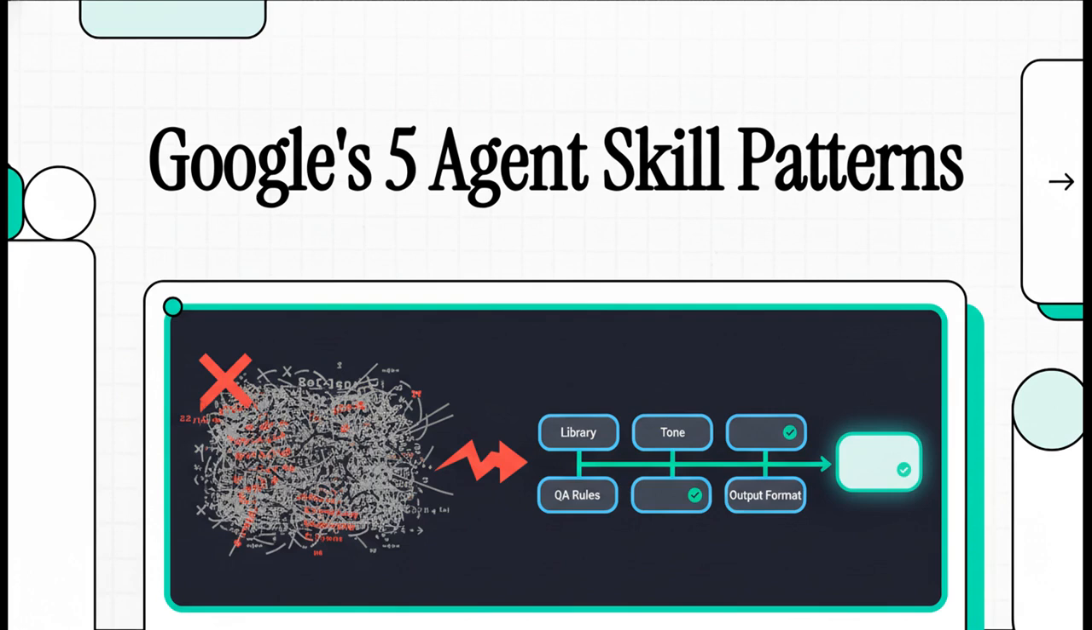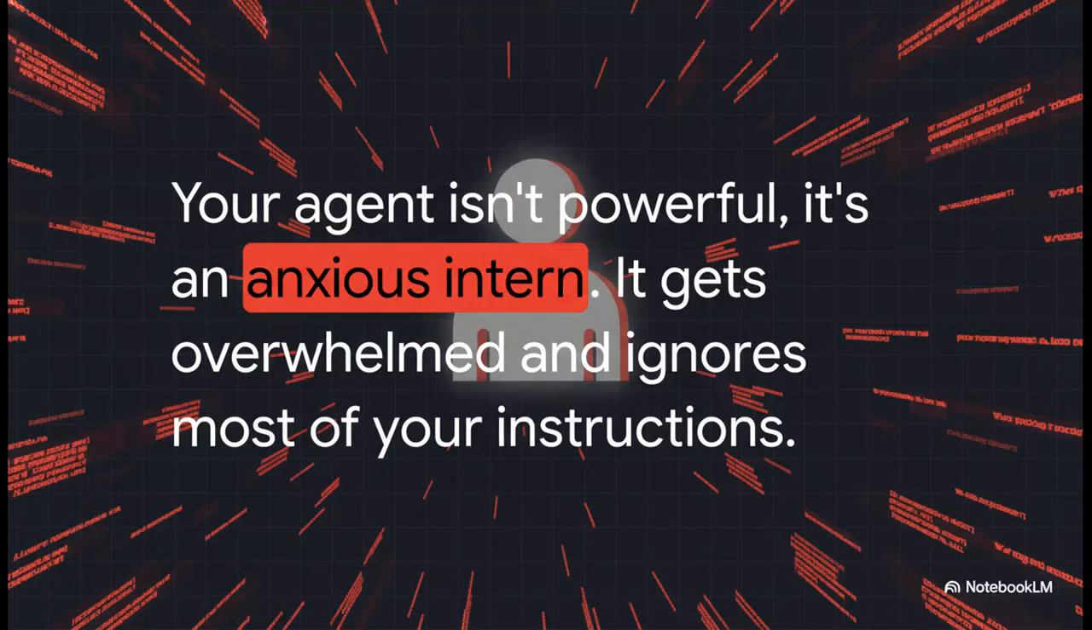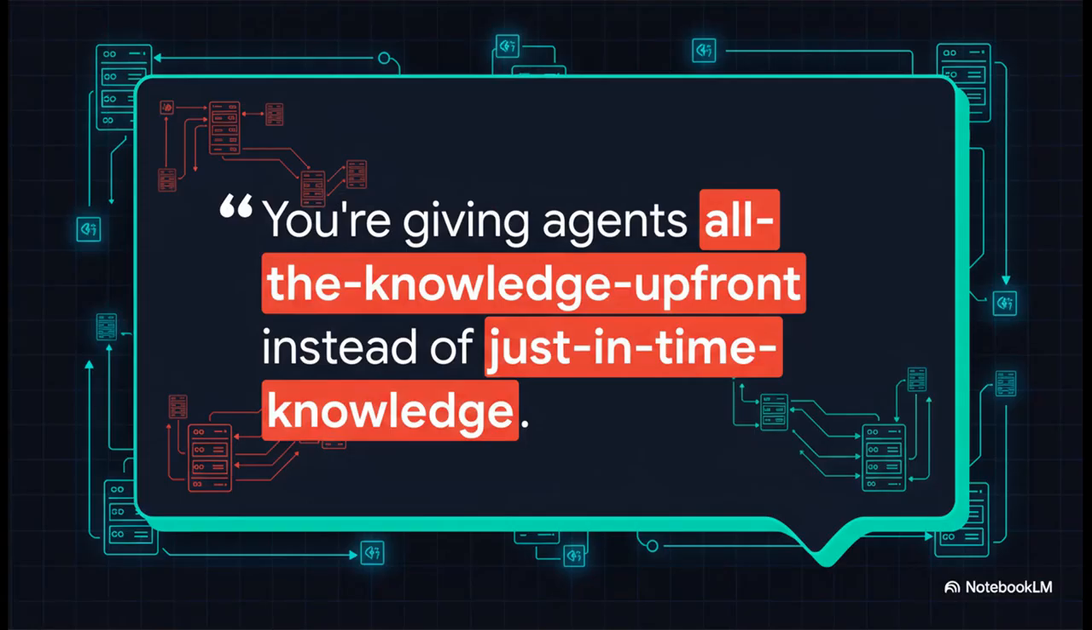Well, today we're going to fix that. See, with that giant monolithic prompt, you're not actually creating a powerful agent. What you're creating is, well, an anxious intern. It's like you're handing it a PhD thesis worth of information and then asking it to answer a simple email. It gets completely overwhelmed, it ignores most of what you told it, and it ends up giving you the wrong output anyway.